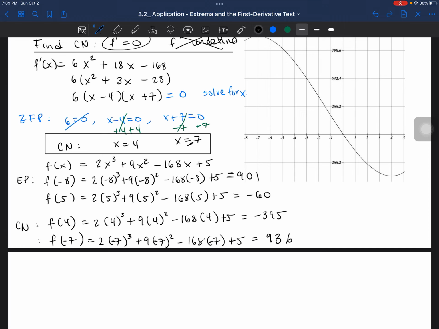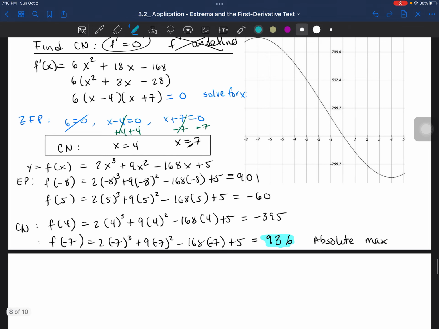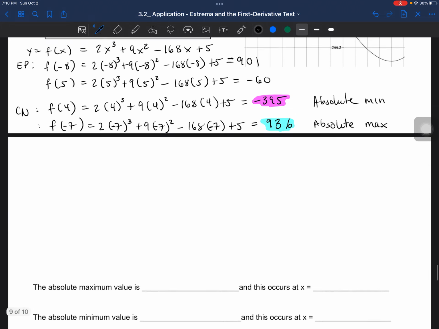Comparing these numbers, remember that we plugged them into the original function, so these are the y values. The highest one you can see here is this one. This is the highest value, so this is the absolute max. And then the lowest value is negative 395. So this is the absolute min, the minimum.